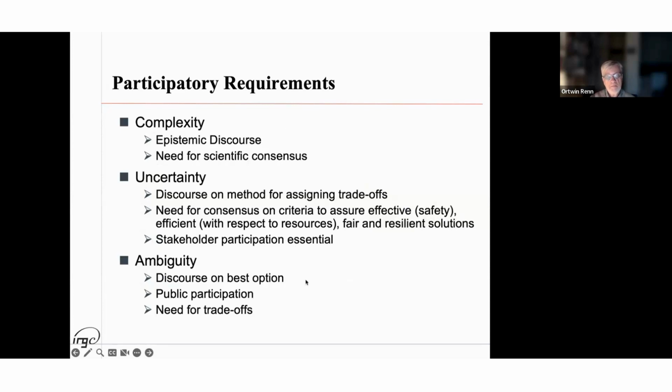We may even go a step back and say, well, is there another option that provides the same or a similar benefit without the risk? Who is affected to what degree? If there are a lot of equity issues, there's certainly a need for trade-offs.